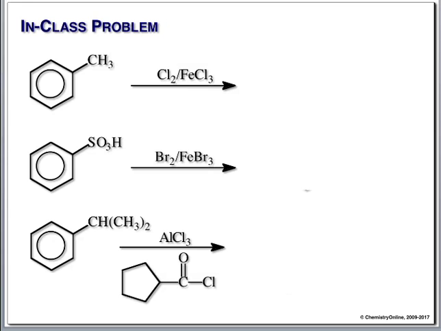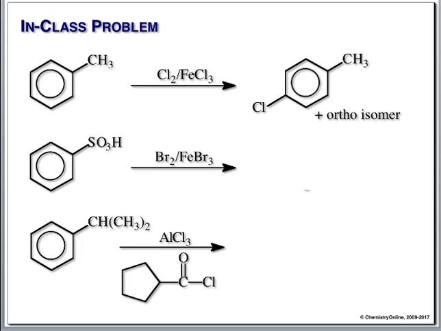Sulfonic acid, we're brominating. We're going to brominate the meta. It's electron withdrawing. And this guy.